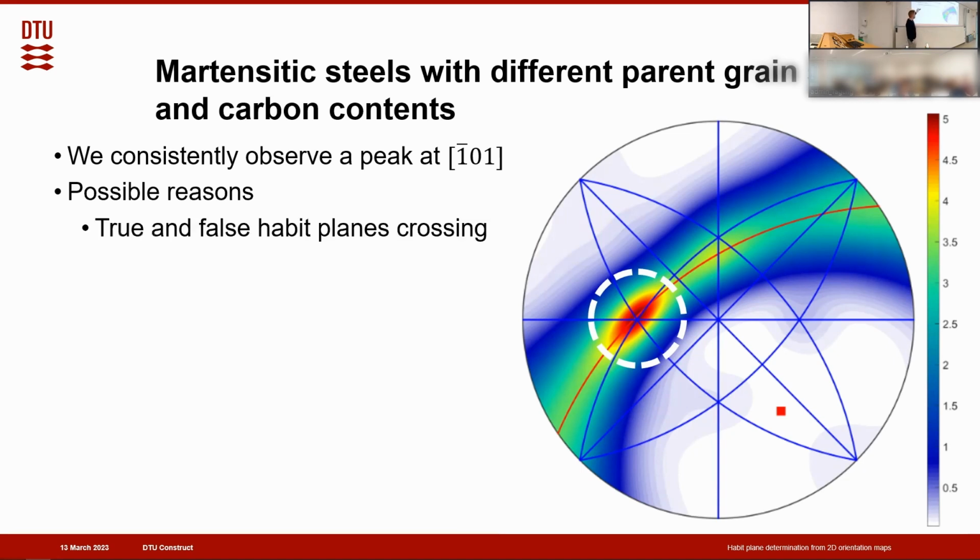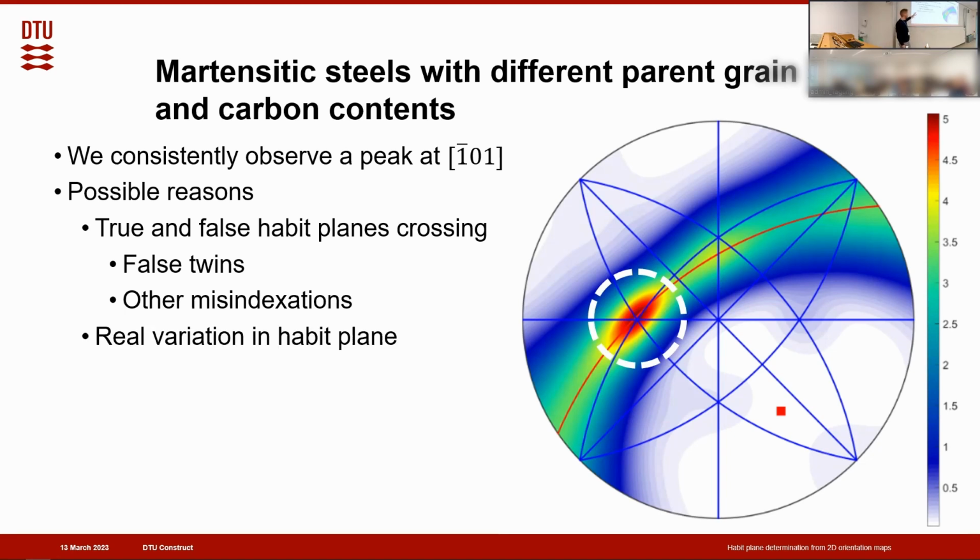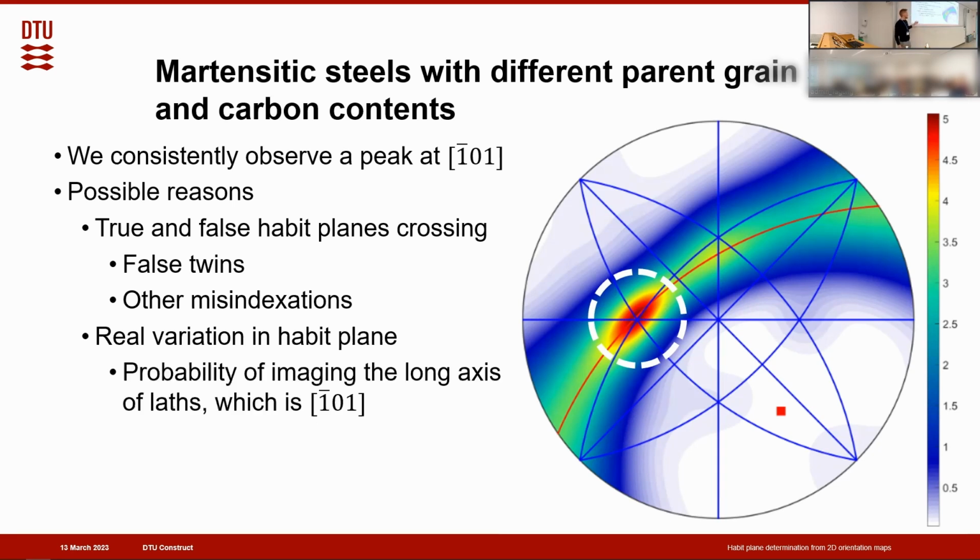So it might be that we have a true and a false habit plane that are crossing. You might remember from earlier that if we have a parent grain where we falsely identified the twin direction, we actually get a crossing point right here. So this might be an artifact from an imperfect parent grain reconstruction, so basically falsely identified twins. There might be other misindexations involved, but there's also a possibility that this is a real variation in the habit plane that we observe. And personally, I think that's more likely.